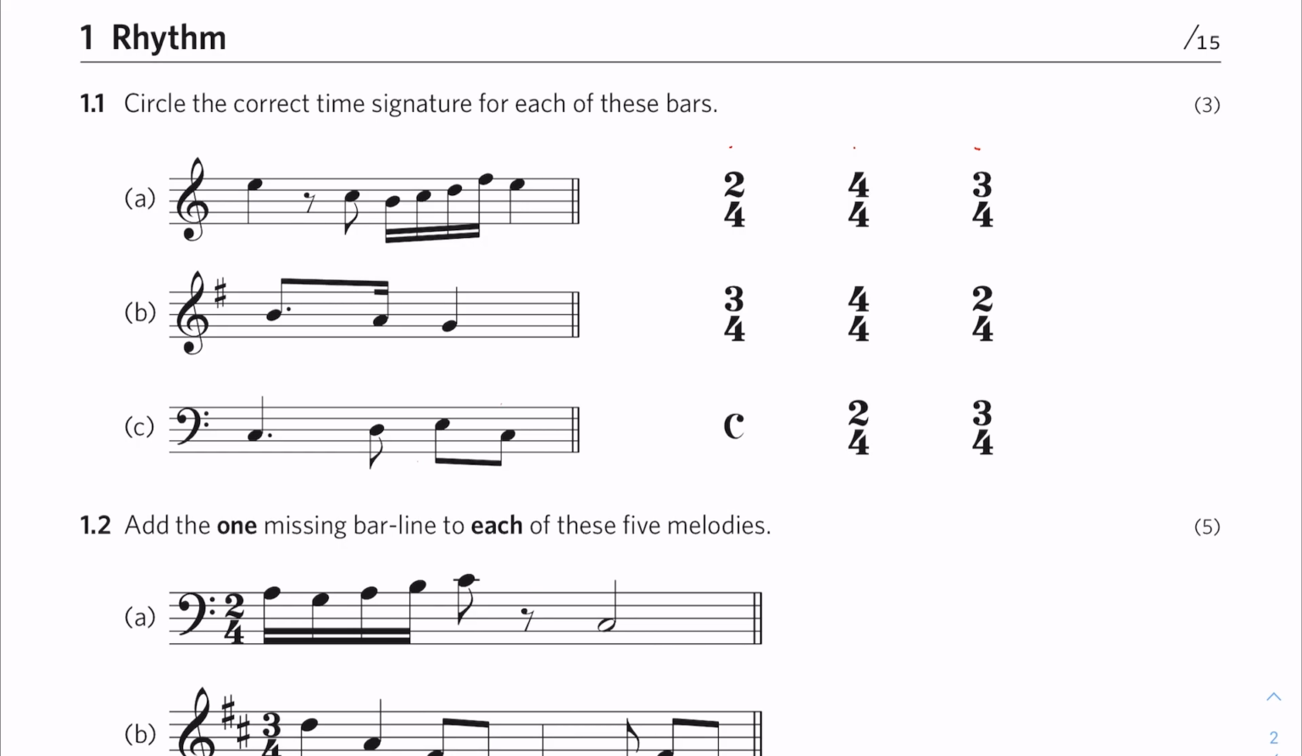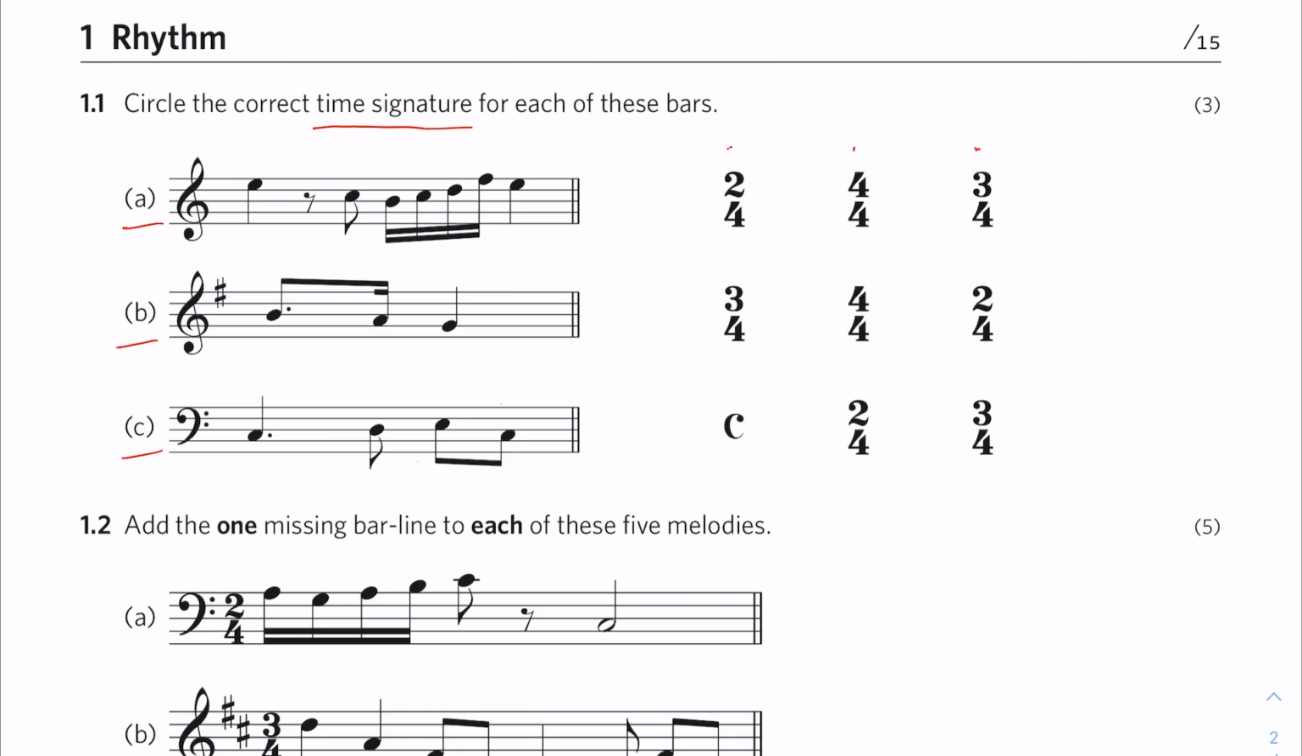Question number 1 is on rhythm. Circle the correct time signature for each of these bars. There are 3 questions here, question A, question B, and question C. And for each question, we have 3 choices. Question A, we've got 2/4 time, 4/4 time, and 3/4 time. So what we need to do here is pick the correct time signature for each of these excerpts.